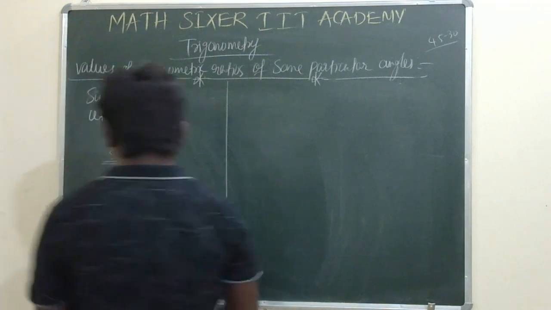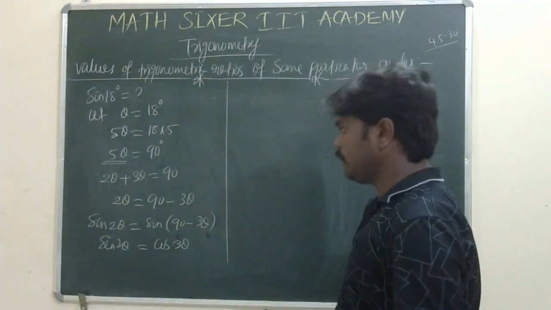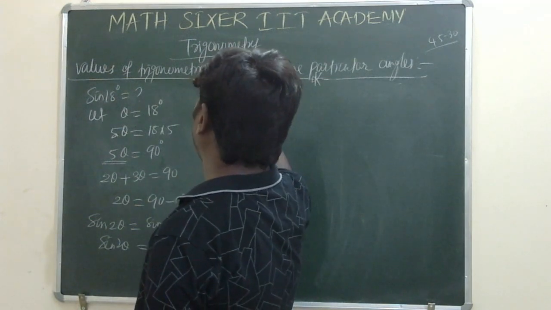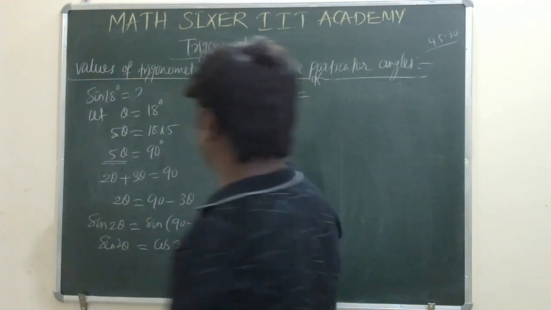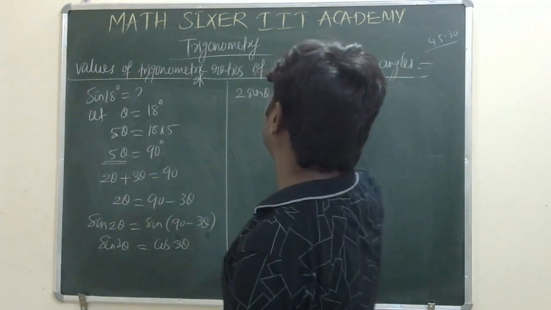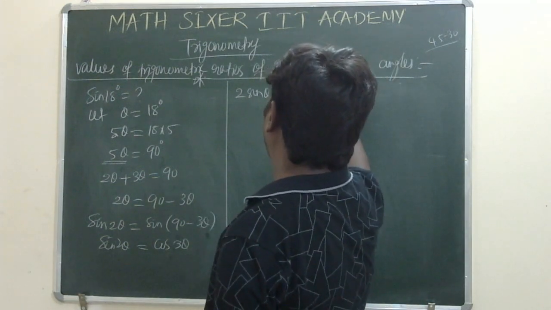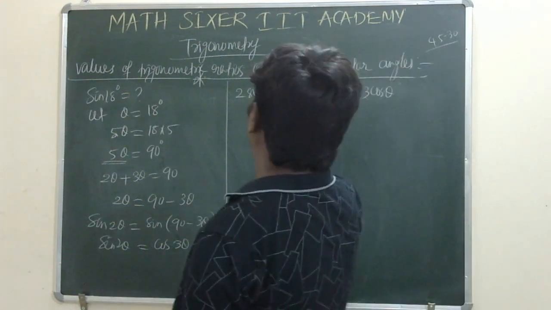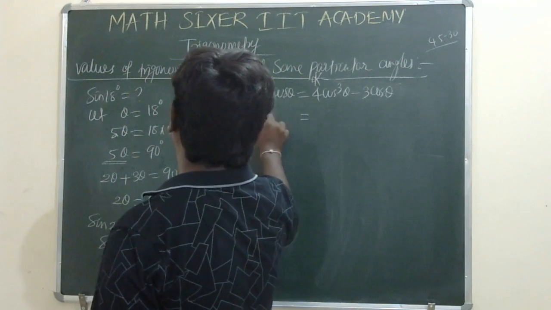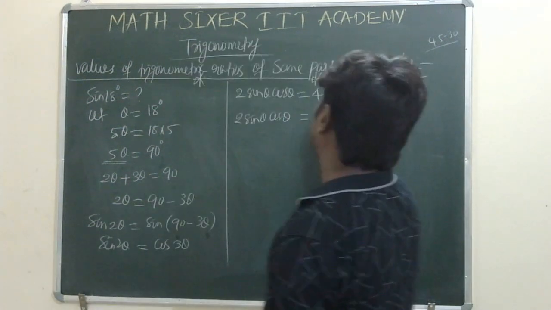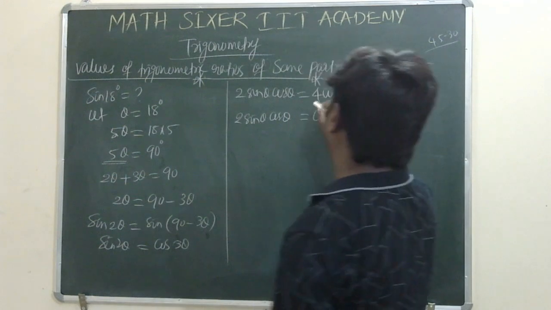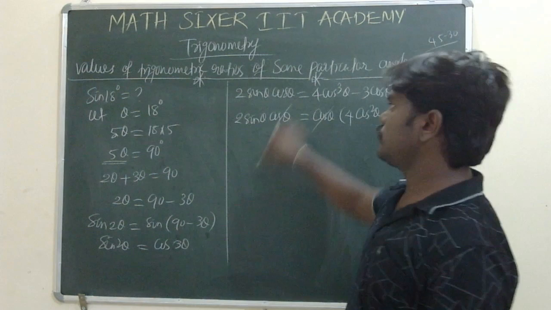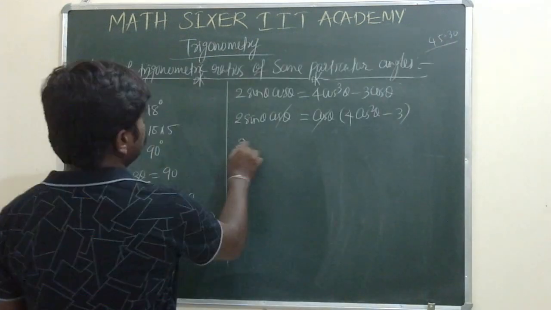So here we already know the formula of sin 2 theta and also cos 3 theta, that we have to substitute. So sin 2 theta is equal to 2 sin theta cos theta, which is equal to cos 3 theta, that is 4 cos cube theta minus 3 cos theta. So here 2 sin theta cos theta, and here take cos theta common. Then you will get 4 cos square theta minus 3. So here cos theta and cos theta will get cancelled, and you will get 2 sin theta.